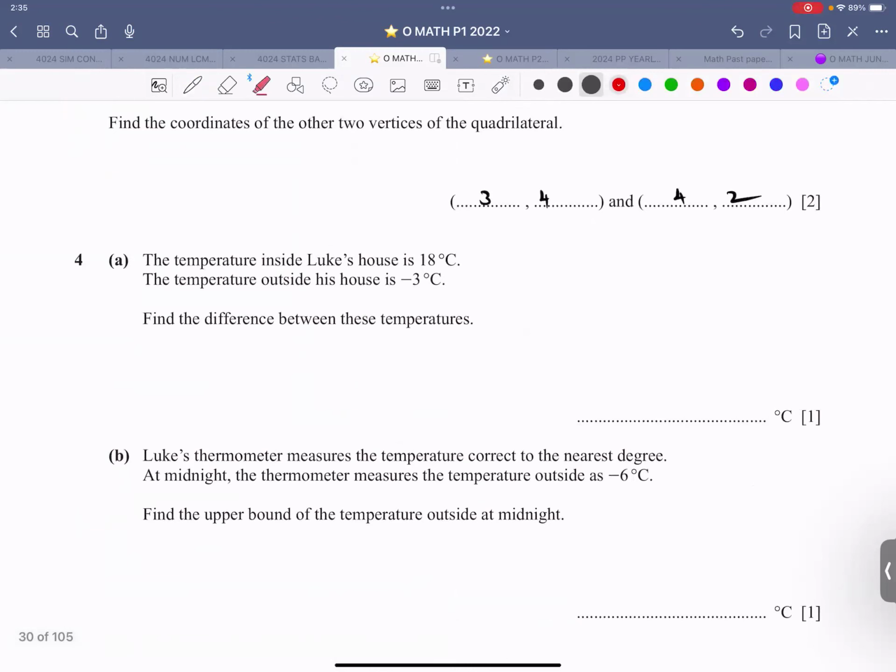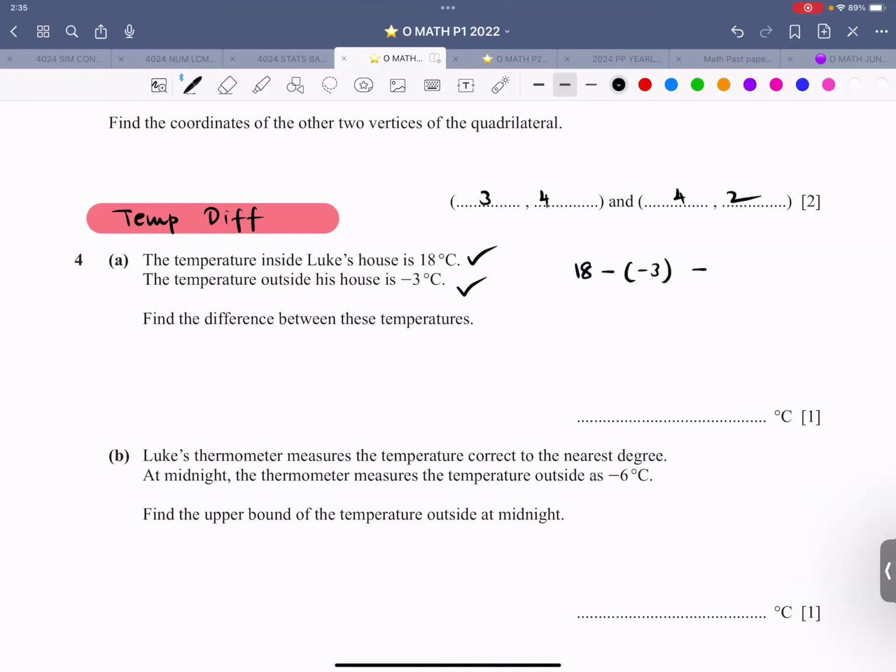Question number 4. This looks like a question of temperature difference. These are the usual questions related to temperature or height difference. The temperature inside Luke's house is 18 degrees Celsius. The temperature outside is -3. Find the difference. So 18 minus -3 comes out to be 21. The temperature difference is 21.